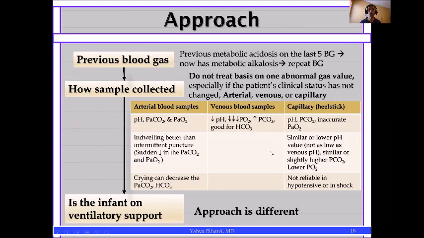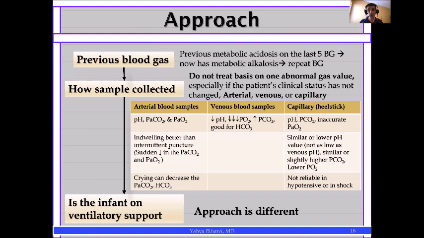Now, how do you approach and read a blood gas? It's vital to look at the previous blood gas, if you have one. For example, you have the last 5 blood gases showing metabolic alkalosis, you repeat the blood gas, and all of a sudden you're having metabolic acidosis, and then metabolic alkalosis again. Then something is wrong. A sudden change means lab error, so you have to repeat. So it's very important to look at the previous blood gas, and do not comment on a gas if they told you that there is a previous one.